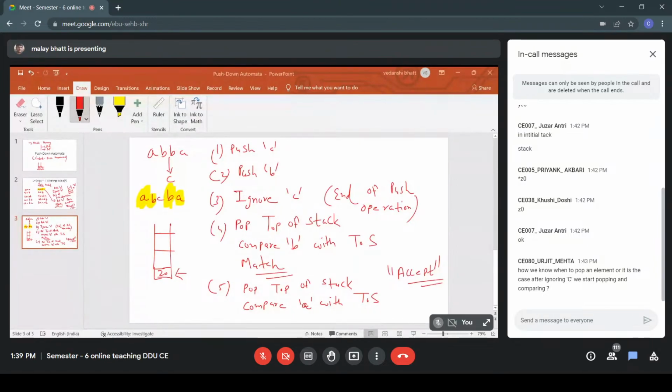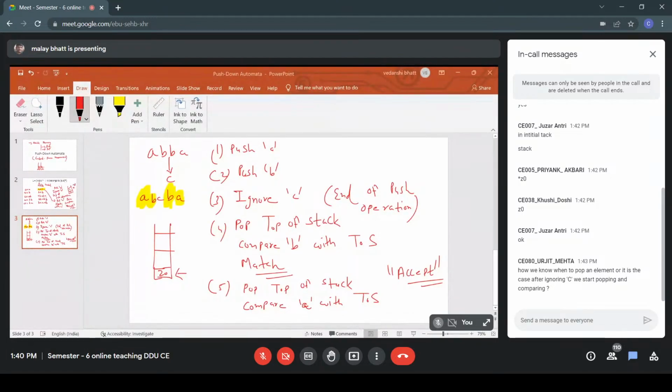It is different. Here it is clear that before C, whatever symbols are there, we'll push them on the stack, because C is acting as a middle symbol. So all the symbols which are before the C will be pushed on the stack, and all the symbols which are after the C will be popped and compared. So that is how we'll get the matching.